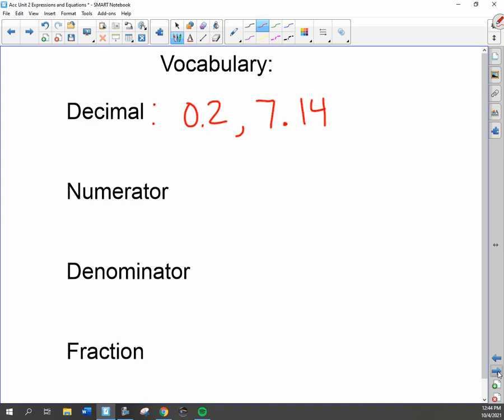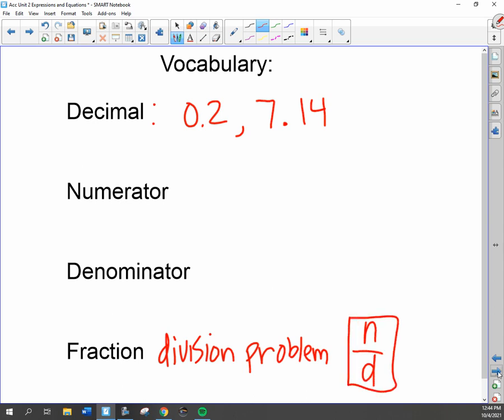A fraction is really a division problem. So that's how we're going to view fractions in this level: a fraction's a division problem. Numerator divided by denominator. Okay, that's what a fraction is. It's part of a whole. So like if I have 2/3, I have 2 of 3 pieces. So I have something broken up into 3, and I have 2 of those. So I have a part of a whole.